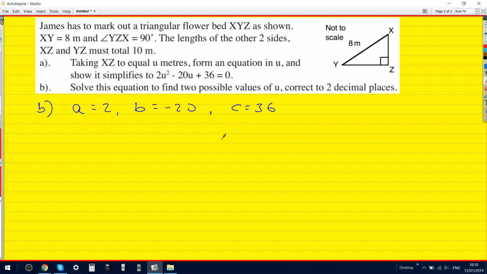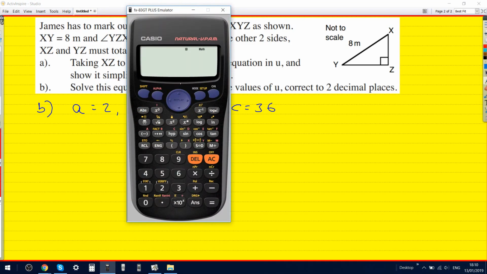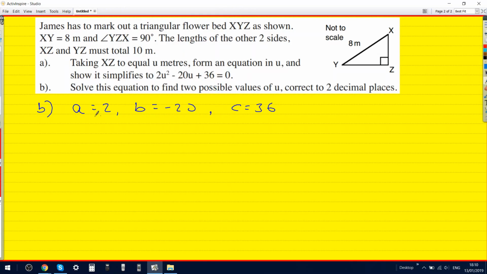So, the formula. What calculator do you have in this case? Scientific one. And do you know the number on the top? Sorry, what do you mean? Like the brand, like 83 GT, something like that. Oh yeah, I've got the FX83 GT Plus. So the formula?